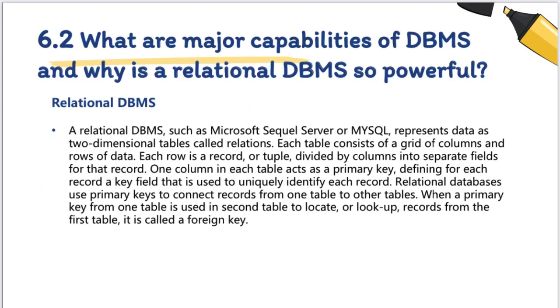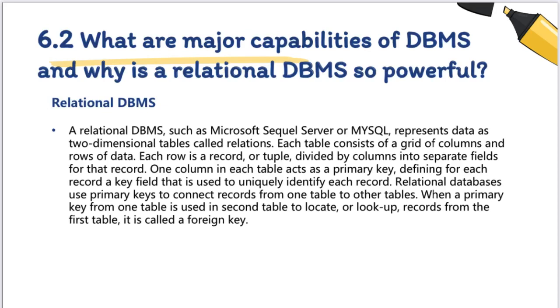Now we will see relational DBMS. A relational DBMS such as Microsoft SQL Server or MySQL represents data as two-dimensional tables called relations. Each table consists of a grid of columns and rows of data. Each row is a record or tuple divided by columns into separate fields for that record. One column in each table acts as a primary key, defining for each record a key field that is used to uniquely identify each record.